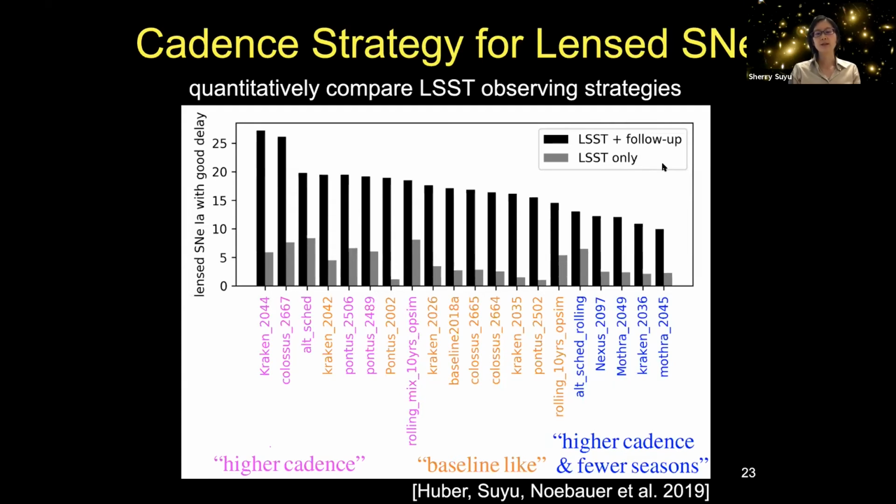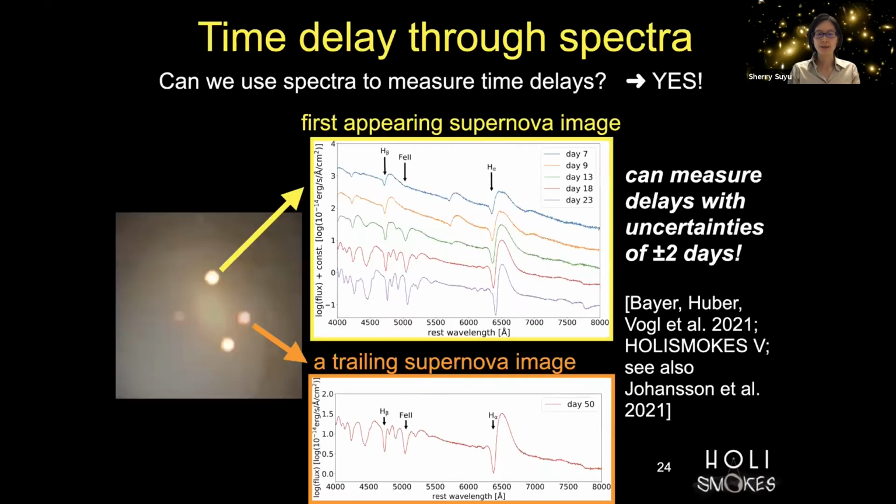And from this study, essentially, we can conclude that we should use LSST as a discovery machine and then obtain dedicated monitoring, because the dedicated monitoring will then allow us to measure the time delays more precisely and accurately. And also, we prefer observing strategies that have higher cadence, as that also gives us a higher number of lens supernovae. So until recently, most of the time delay measurements have been done through photometric measurements, so from light curves.